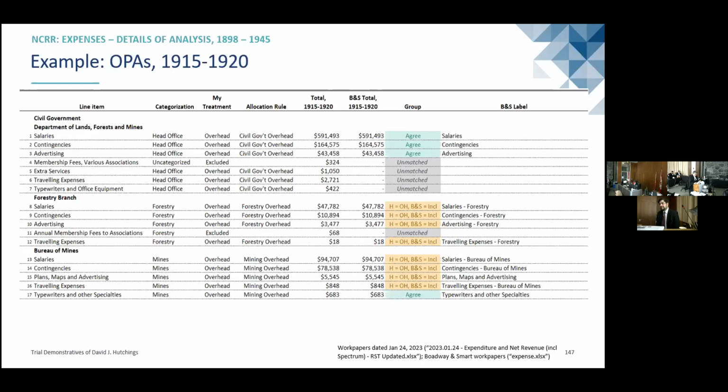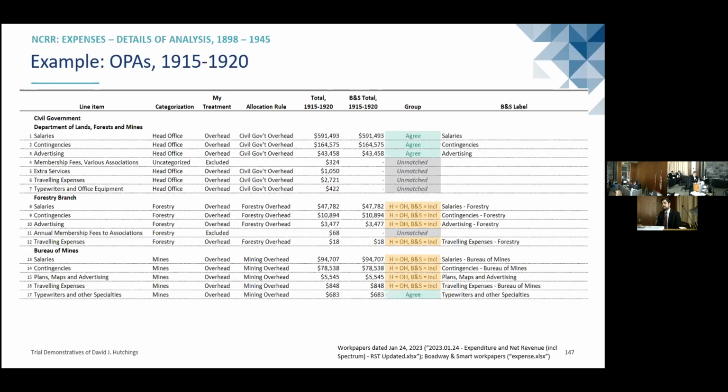The next column, categorization. That's how I've categorized the expenses as between different revenue sources, or in the case of, say, the first item, head office. Right? The salaries of the department are a head office type expense. And this categorization column, that's your assessment. That's correct. And we're going to get later on into the chart as to what Bodway and Smart agree or disagree with that, I take it, yes?